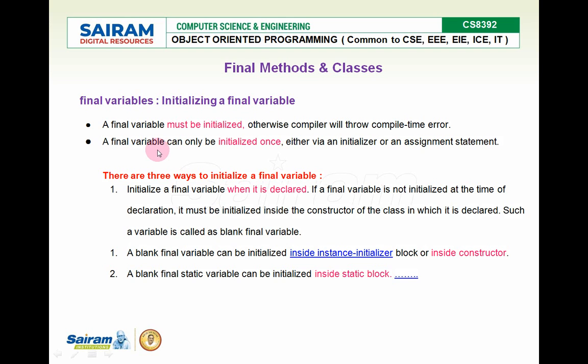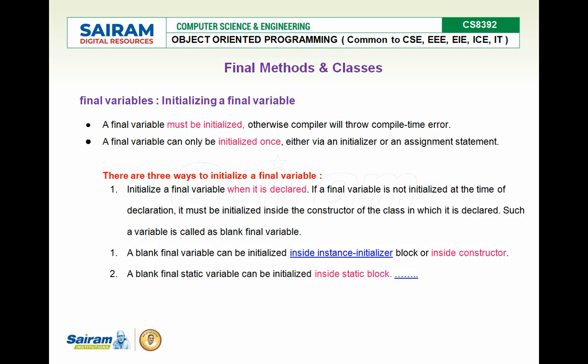A final variable can only be initialized once, either by using an initializer or by an assignment statement. Let's see the several ways to initialize a final variable. First, you can initialize the final variable when it is declared. At the declaration itself, we can initialize the variable as final.